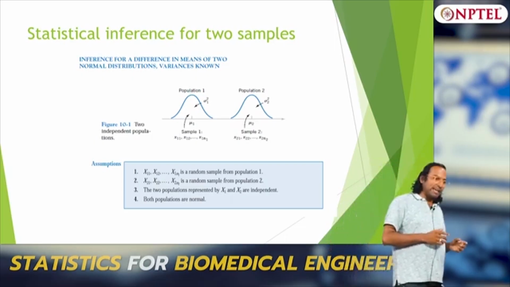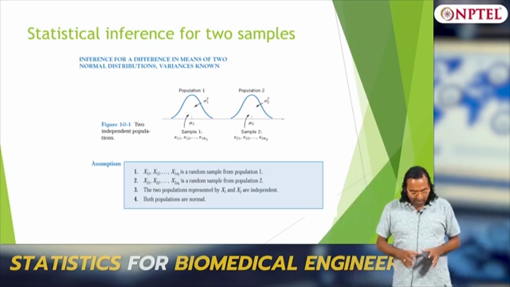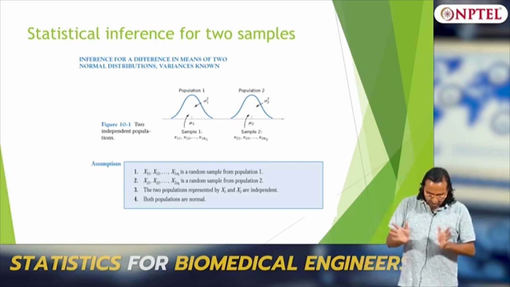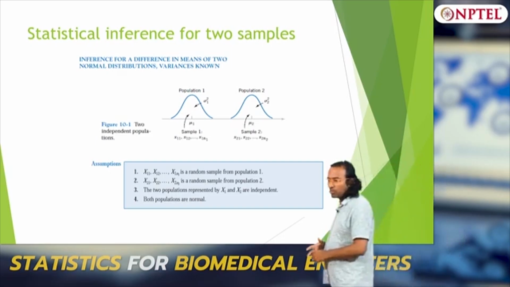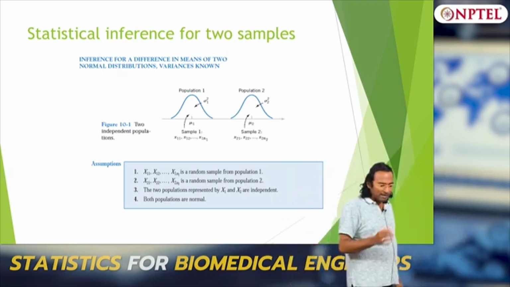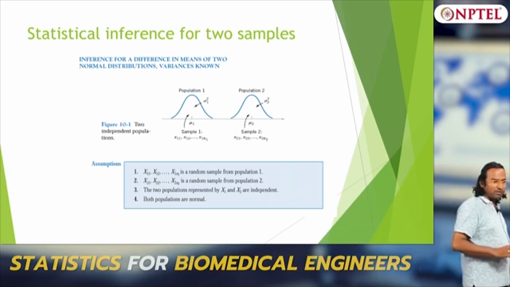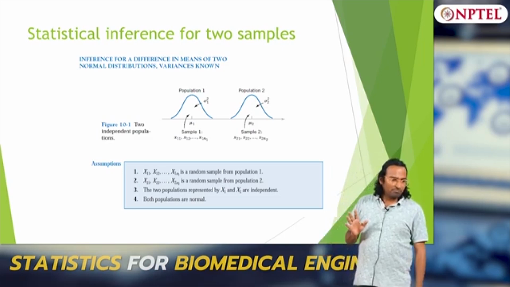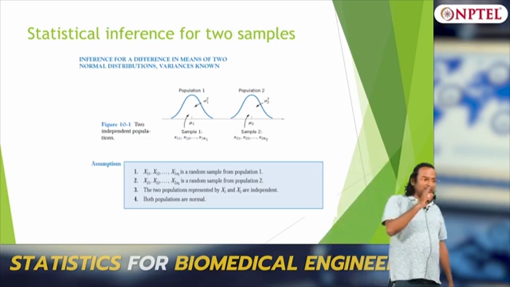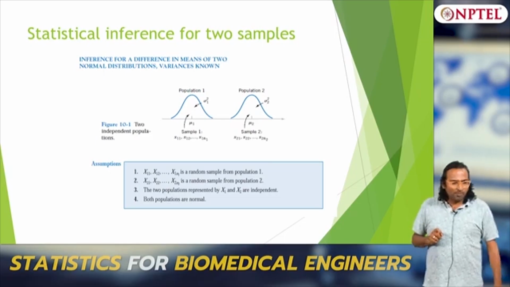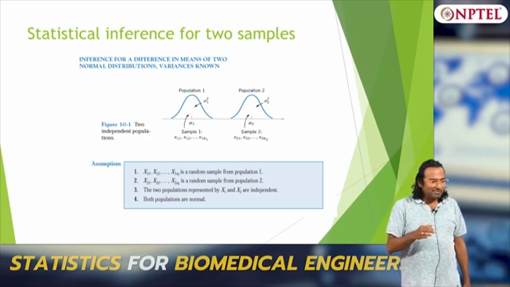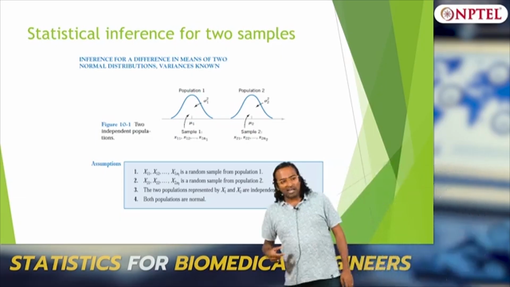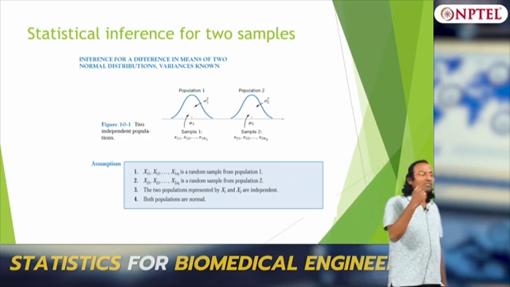So again the assumption is x1 to xn is a random sample from population 1, and x21 to x2m from population 2, and the two populations represented by x1 and x2 are independent. That means there is no commonality between them, no correlation between them, and both the populations are normal. That is a very important assumption. That tells you that the usability of these methods is restricted, not so popular, because you have to assume that the underlying population itself is normal.